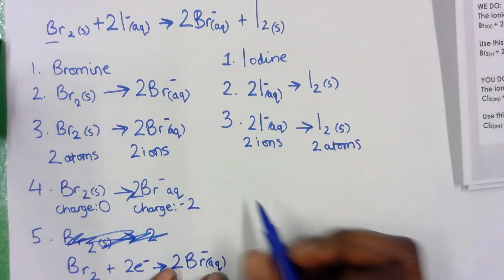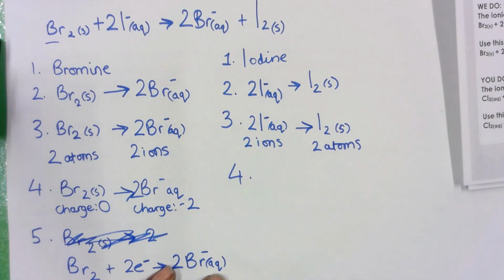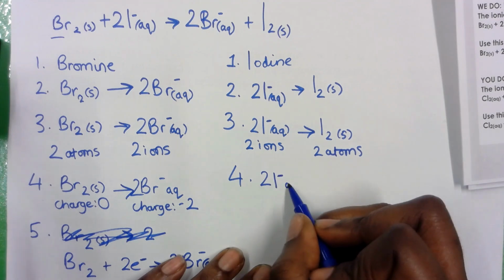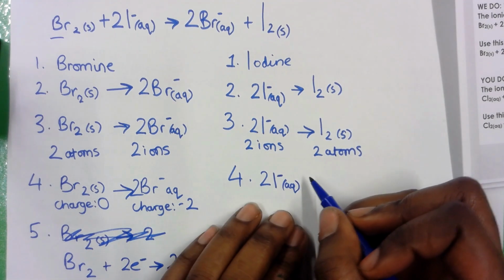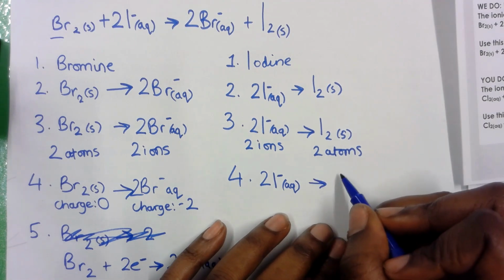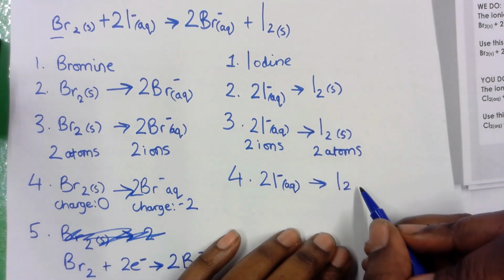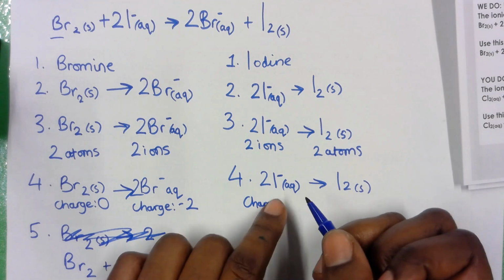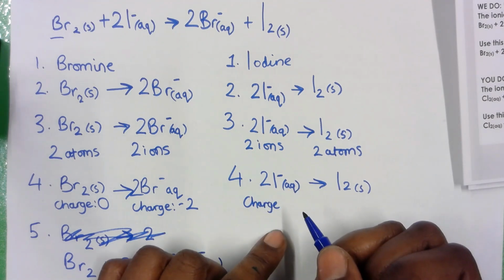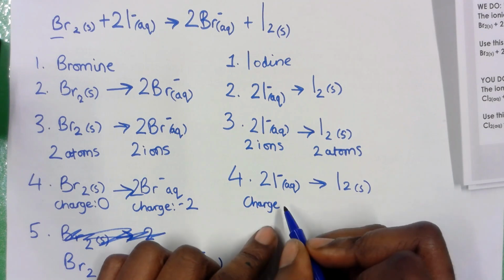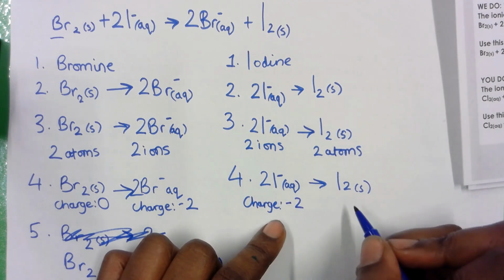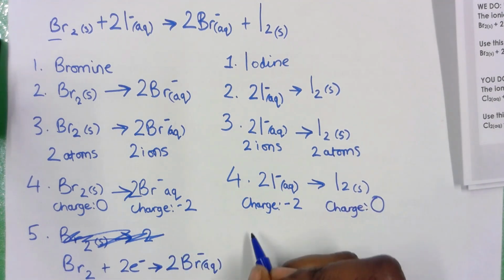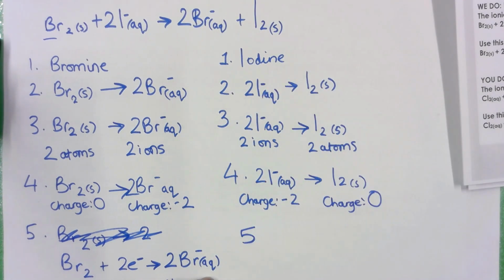Right, step 4, we now need to add up the charges on both sides. Again, just going to write our ion for iodine, making our iodine atom, and here we can see the charge. Because we've got 2 iodide ions, we've got a charge of -2. And here again we know our atom is going to have a neutral charge, which is going to be 0.